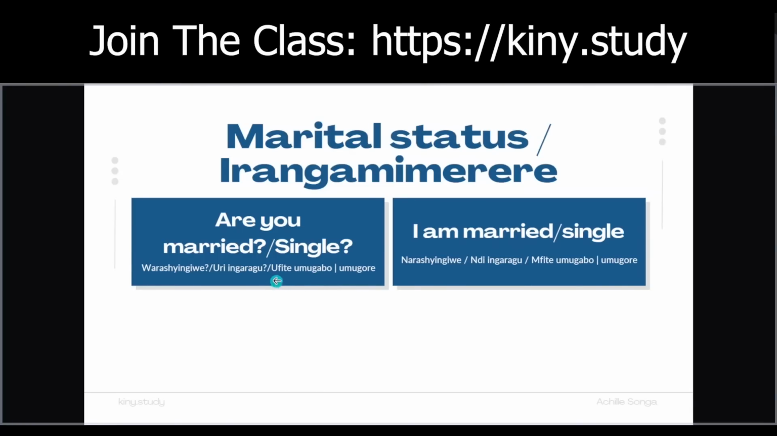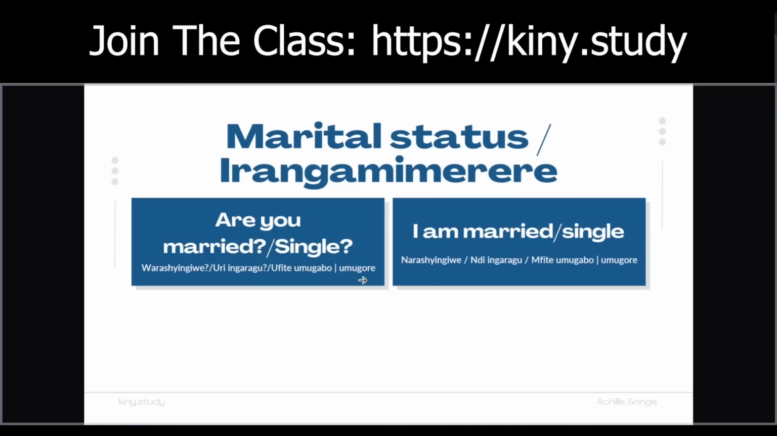So if they ask, do you have a husband? Ufite means do you have, umugabo, a husband. Or umugore means a wife. So if they ask ufite umugore, that means do you have a wife? So in that case, maybe you can say yes or no.